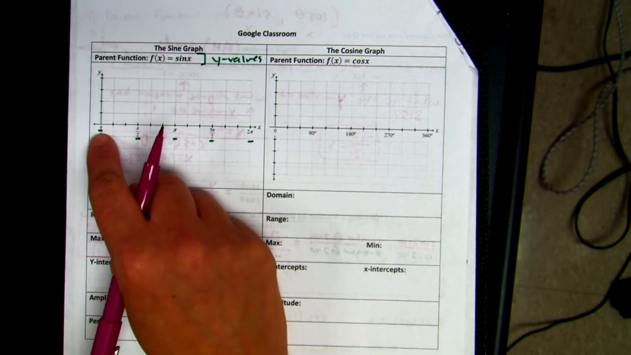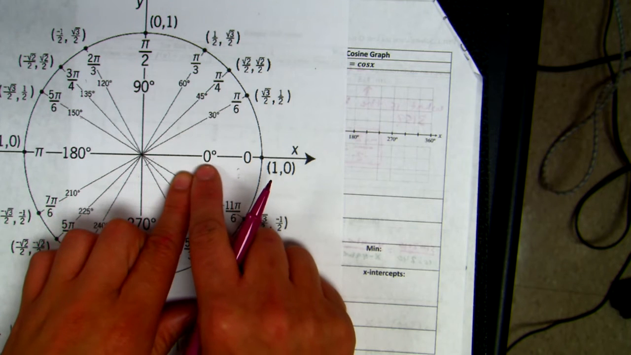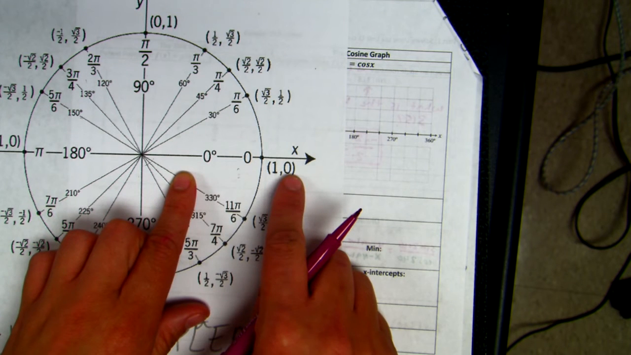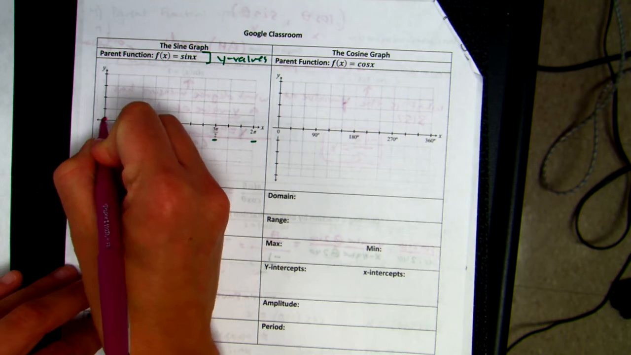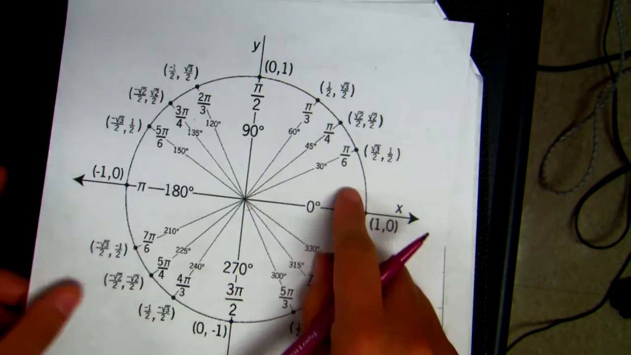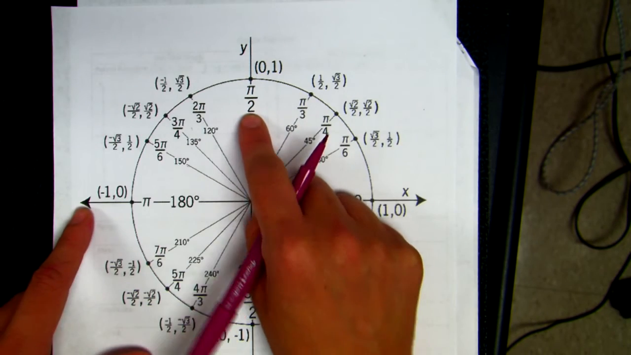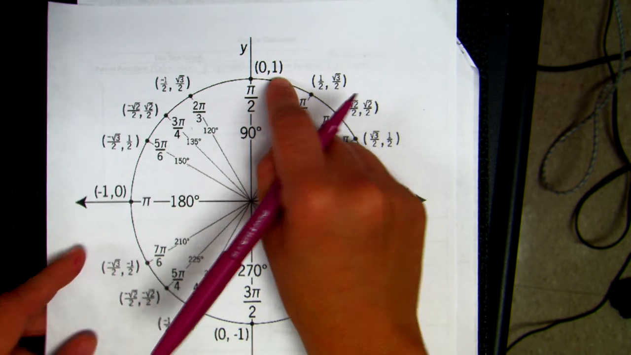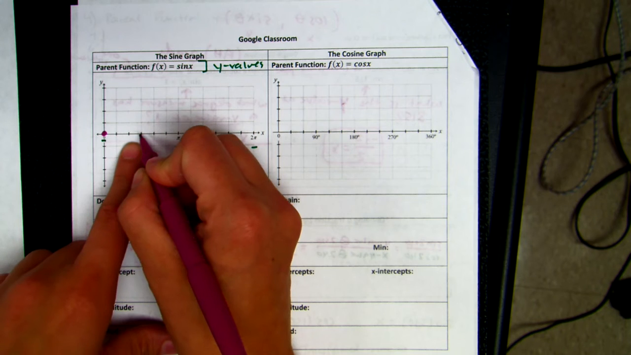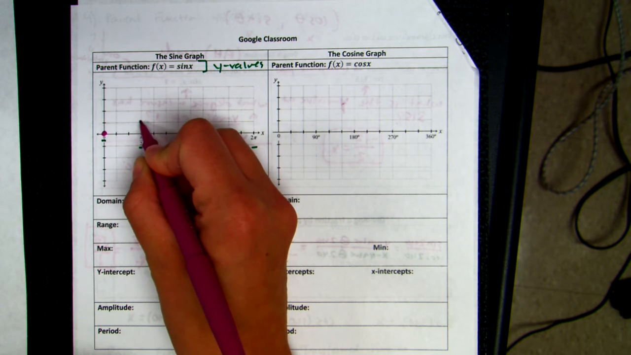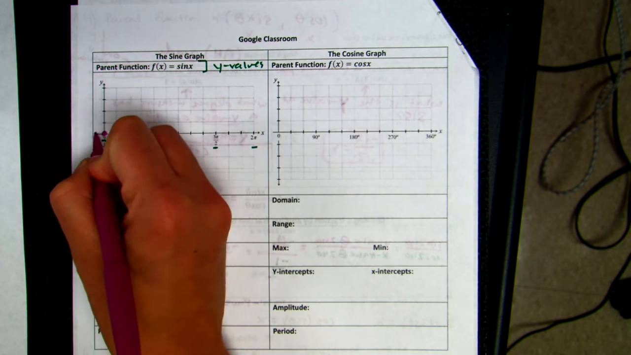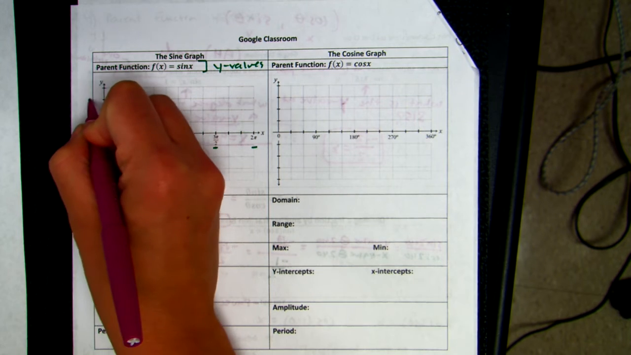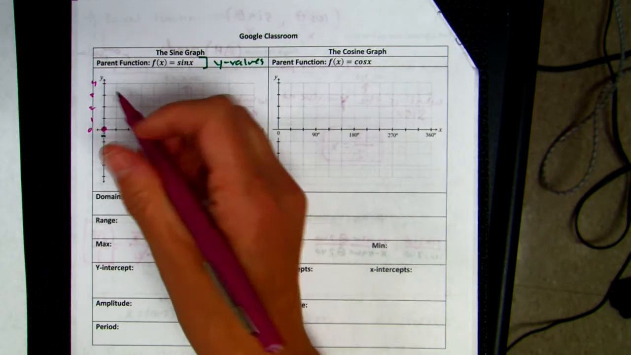I'm looking for at 0 degrees, what is my y value? At 0 degrees, my y value is 0. So I'm going to plot the point 0, 0. At pi over 2 radians, my y value is 1. So I'm going to plot pi over 2 radians at 1. My scale here is 0, 1, 2, 3, 4.